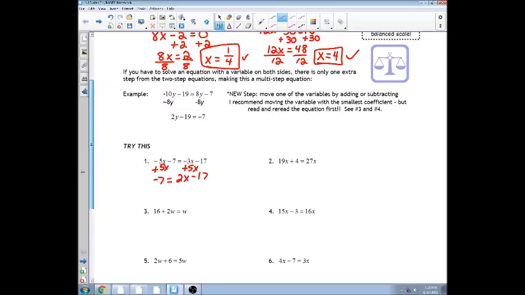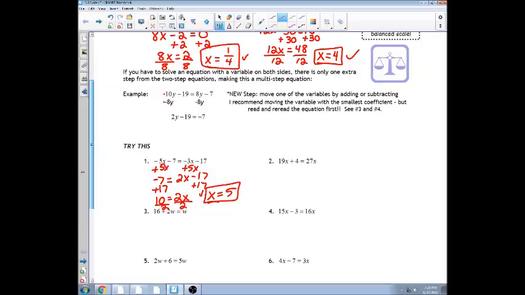From here, it's just a two-step equation. I'll have to add the 17. Well, negative 7 plus 17 is 10, which would equal 2x. Divide by 2, x would equal 5. Again, I've checked this earlier, and that is in fact correct.